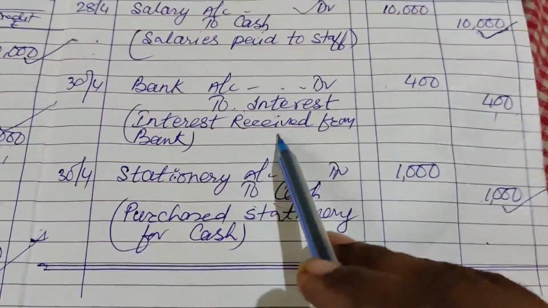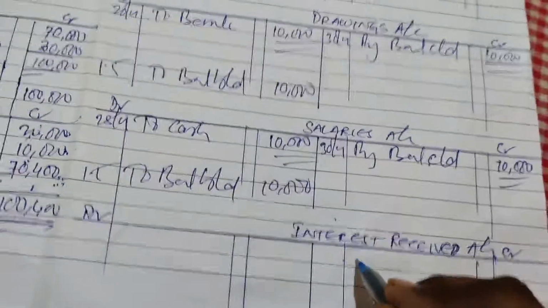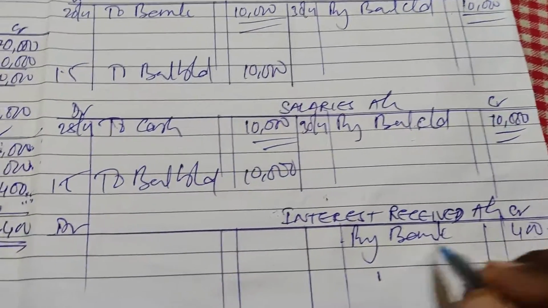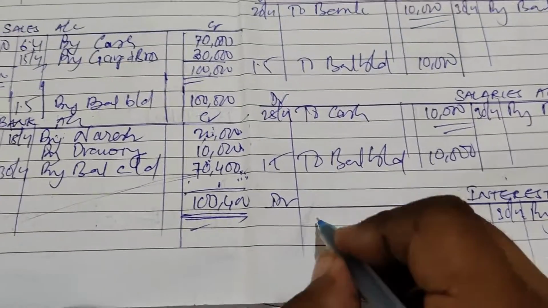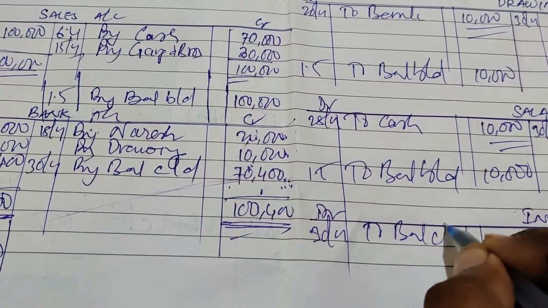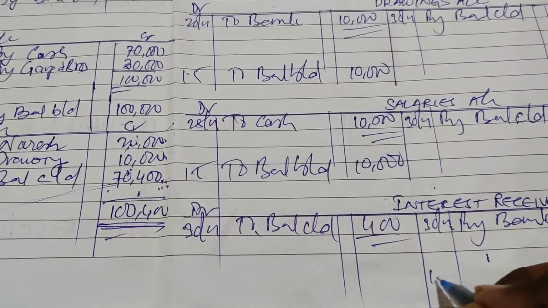There is interest received. Only one interest received is there. Interest received is credited by bank, by bank 400. The date is 30 April. So there is no other interest received. At the end of 30 April, to balance carried down, how much? 400. So underline both; the balance will become next month, 1st May.